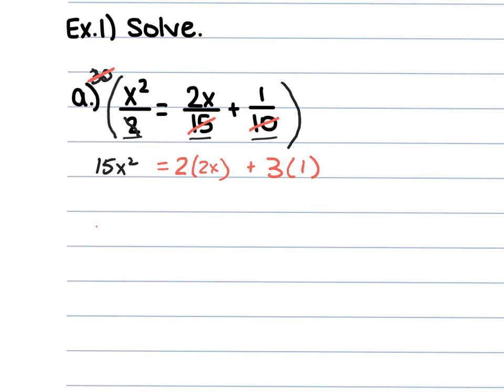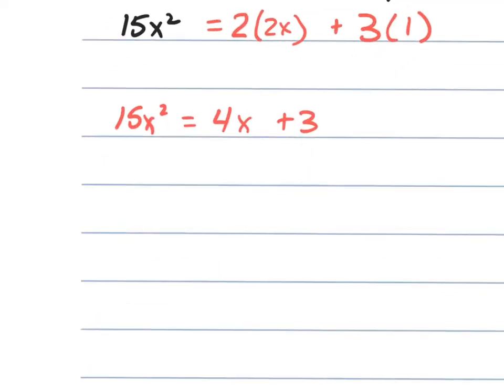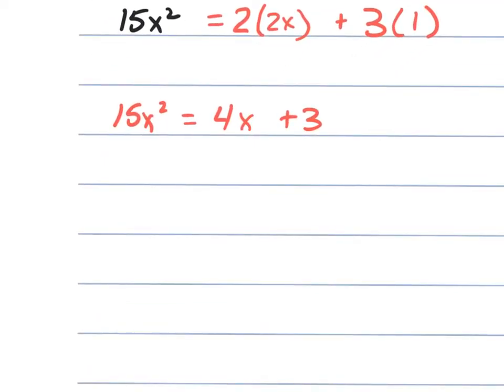We've got 15x squared is equal to 4x plus 3. But for this one, it says that we need to solve it. So we need to figure out what x is equal to. How can we do that? Let's minus 4x. 15x squared minus 4x from both sides would give me this.